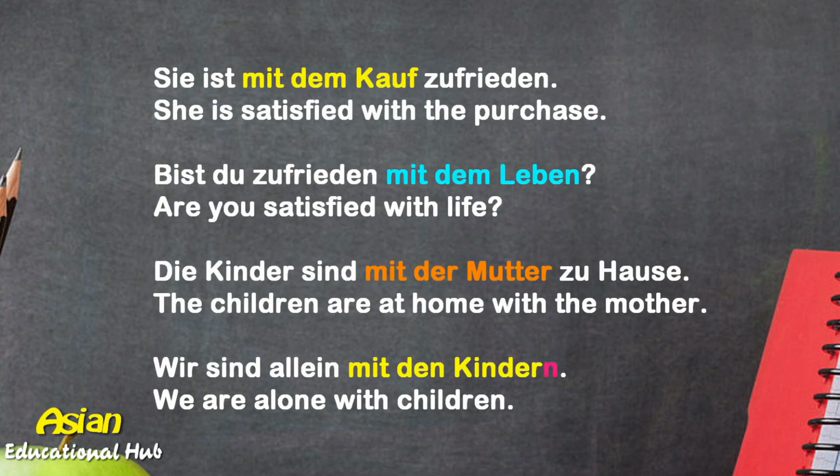With articles here. Sie ist mit dem Kauf zufrieden. She is satisfied with the purchase. Kauf means purchase. Bist du zufrieden mit dem Leben? Are you satisfied with life? Die Kinder sind mit der Mutter zu Hause. The children are at home with the mother. Wir sind allein mit den Kindern. We are alone with the children. We have added an n here to the ending of Kinder.